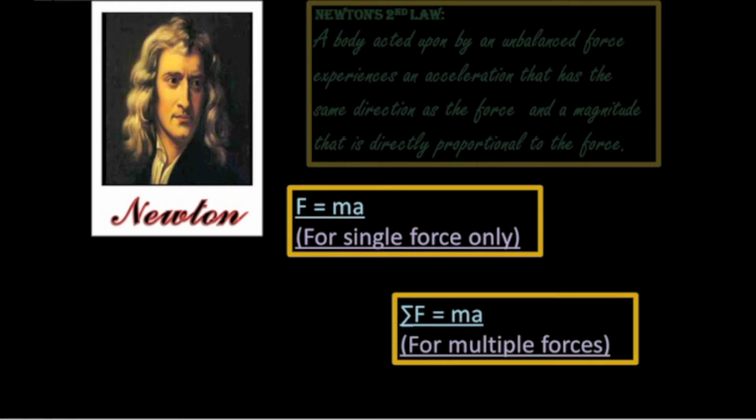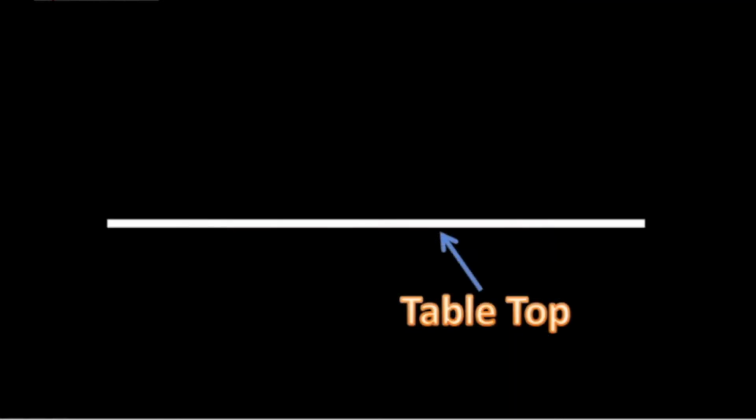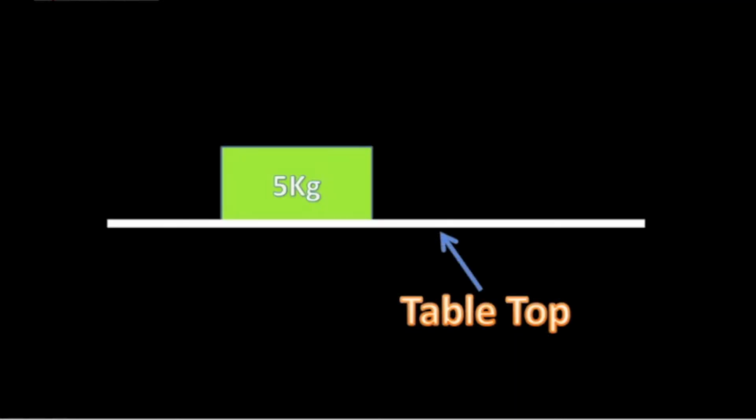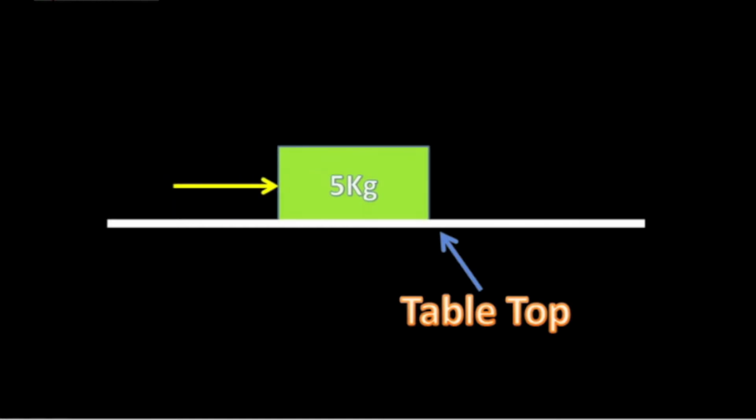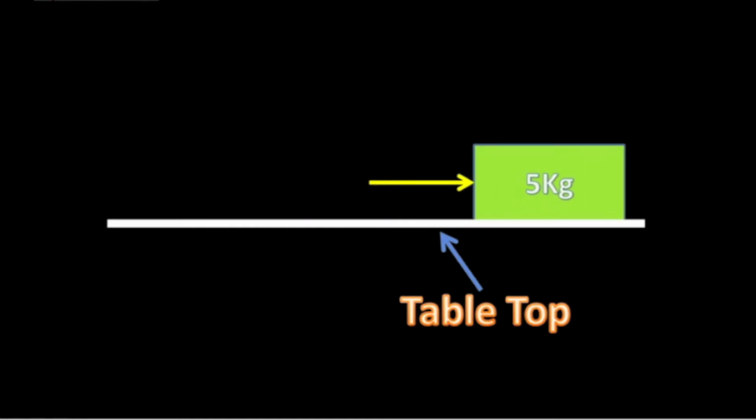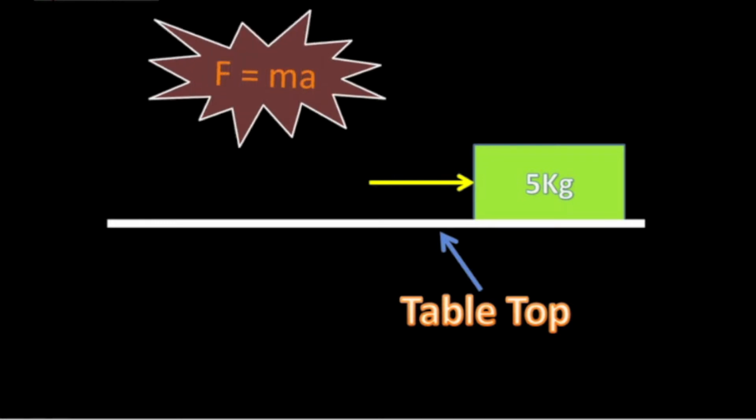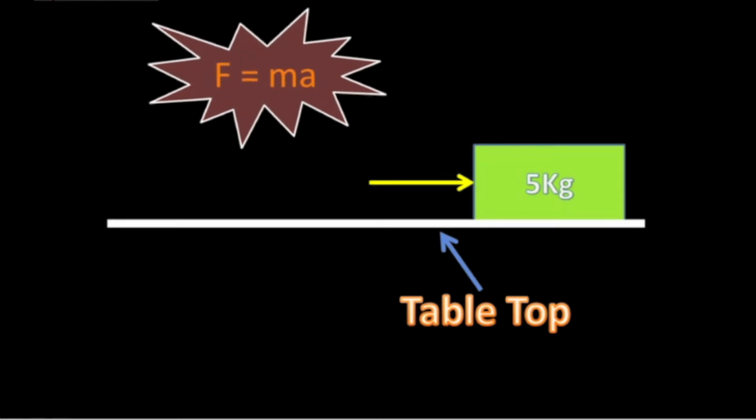For a single force, assuming that the tabletop is frictionless, a box of mass 5 kg moves when a force is applied. To find its acceleration, use the formula F equals ma. Over to you, Miss Marlowe.